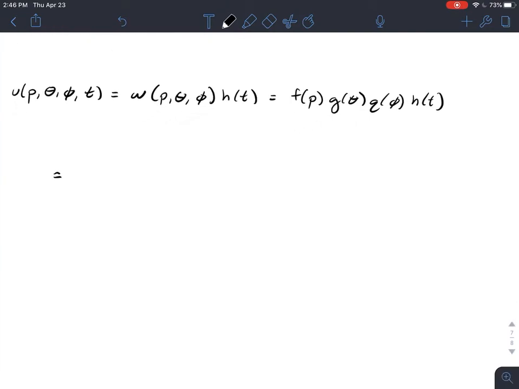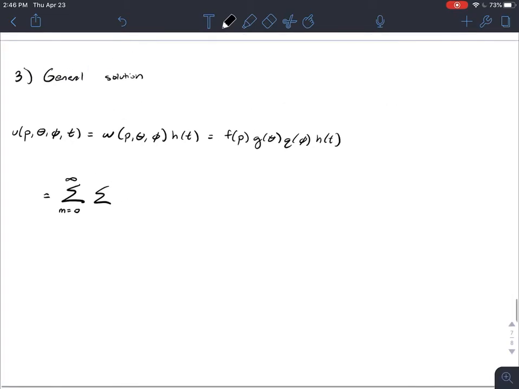This is going to be equal to the infinite summation from m equals 0 to infinity. So there's going to be a very important catch that I'm going to put on here in just a moment, but just follow along with what I'm saying so far.